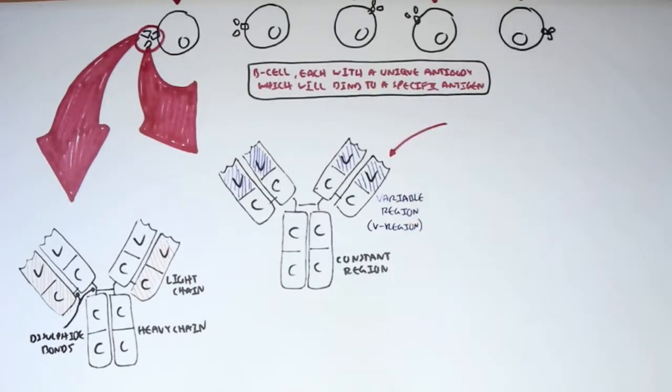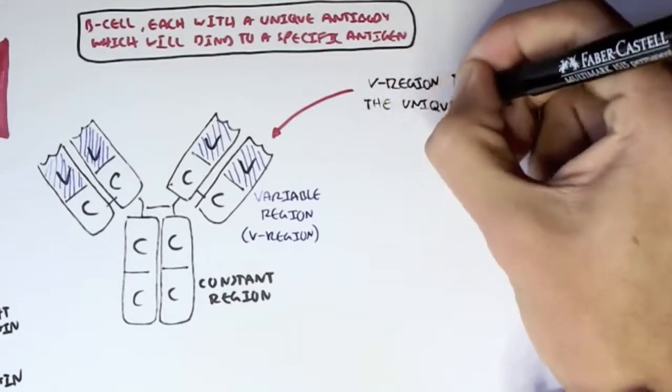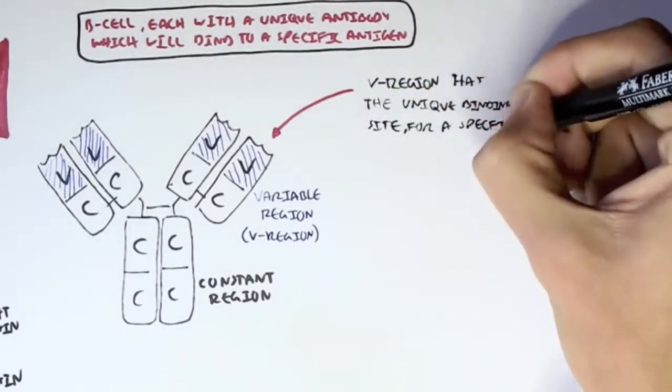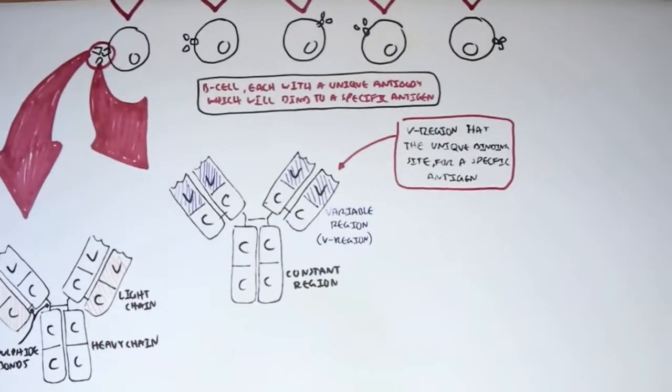Now, what's important about an immunoglobulin structure such as this one is that the variable region has the unique binding site for a specific antigen. So the variable region is basically what determines what type of antigen it binds to. The constant region essentially determines what class this immature B cell is. And usually, as I mentioned, immature B cells are immunoglobulin M, and so this constant region is an immunoglobulin M constant region.